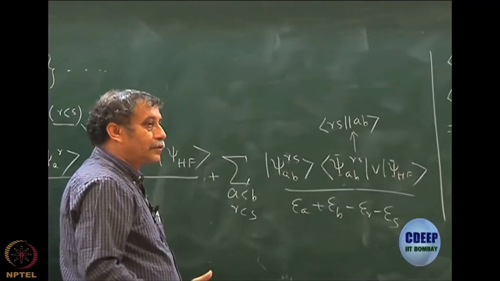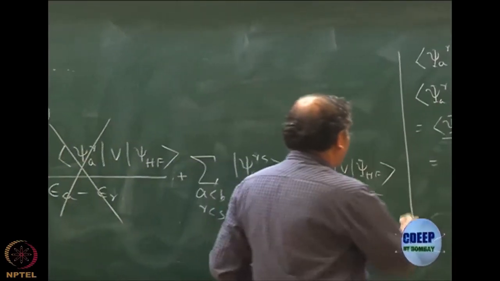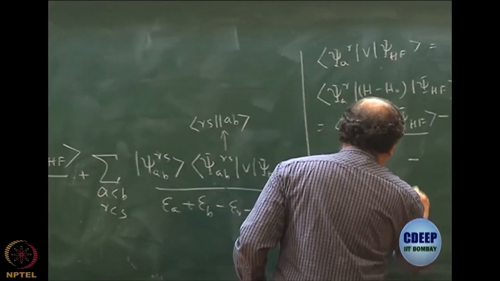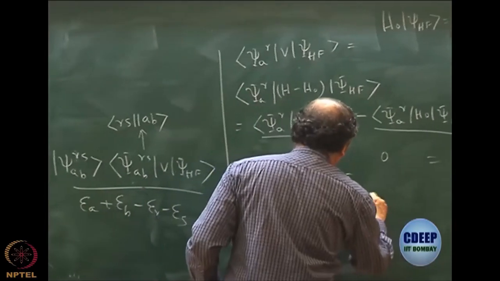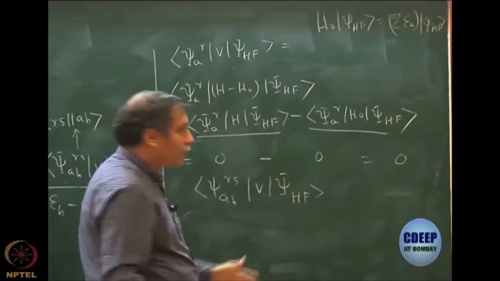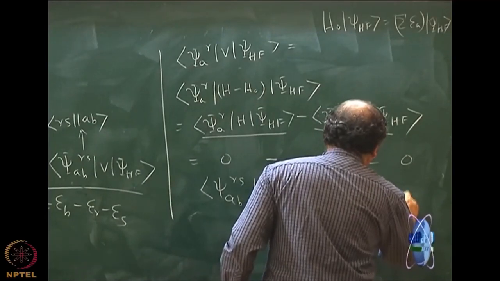Okay? So we need to know what is the value. We have already said that ψ_ab^rs V ψ Hartree-Fock. Again, this is very easy to prove. You have a 2 electron part minus 1 electron part, that is anyway 0. So, you have this as ⟨rs||ab⟩, anti-symmetrized.